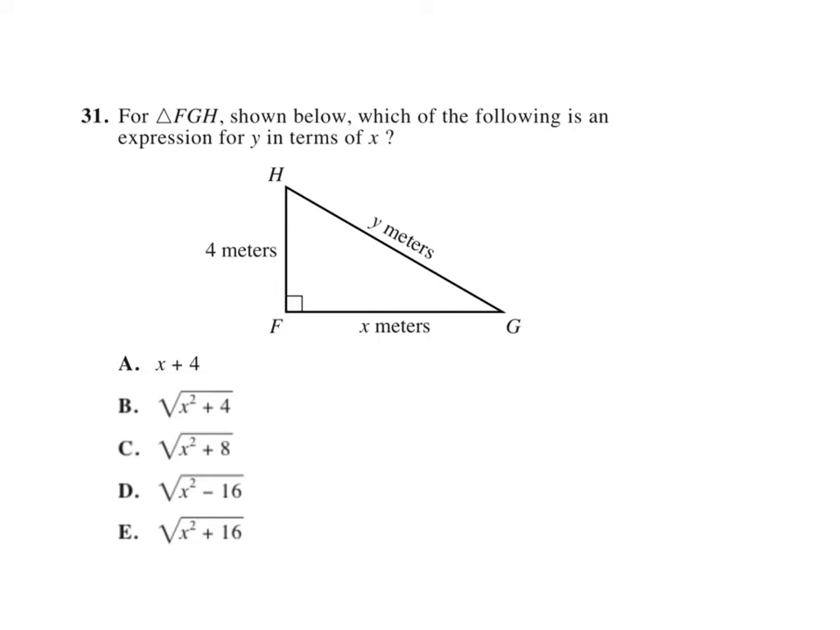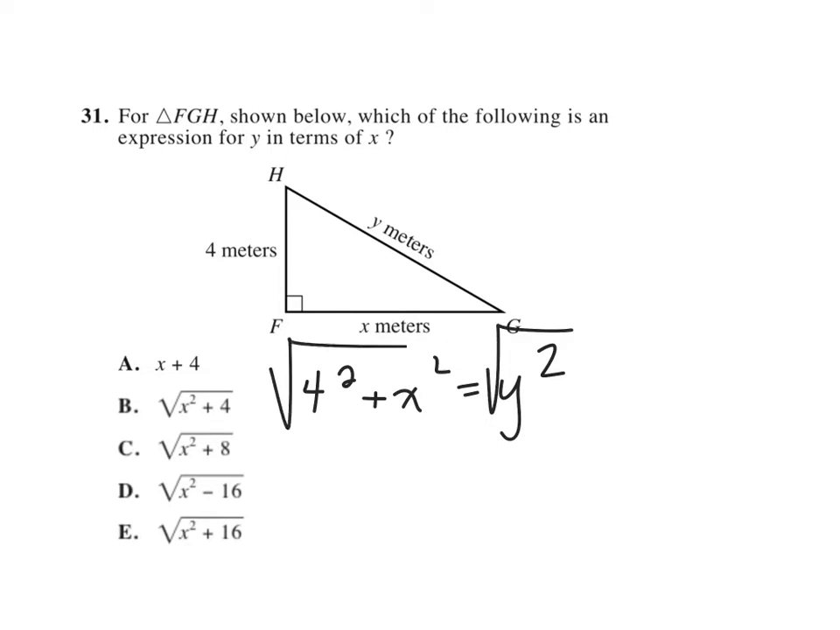Y is that hypotenuse. So, of course, this is a 90-degree triangle. You're going to do Pythagorean theorem. So 4 squared plus x squared equals y squared. And when you take the square root of both sides, you have the square root of 16 plus x squared. So E.